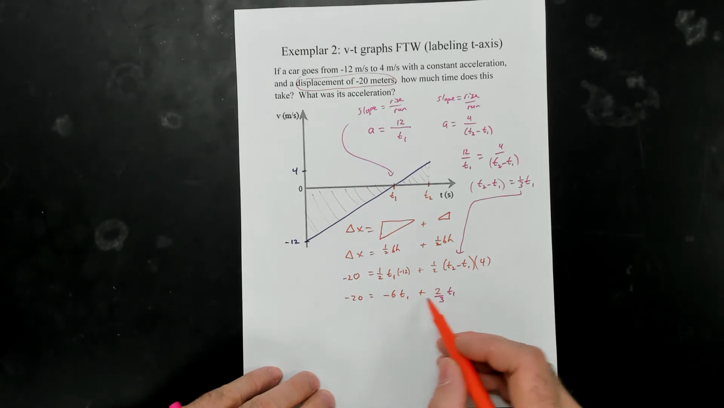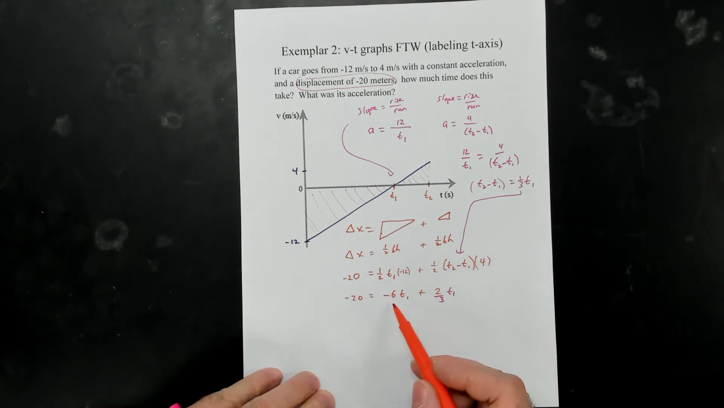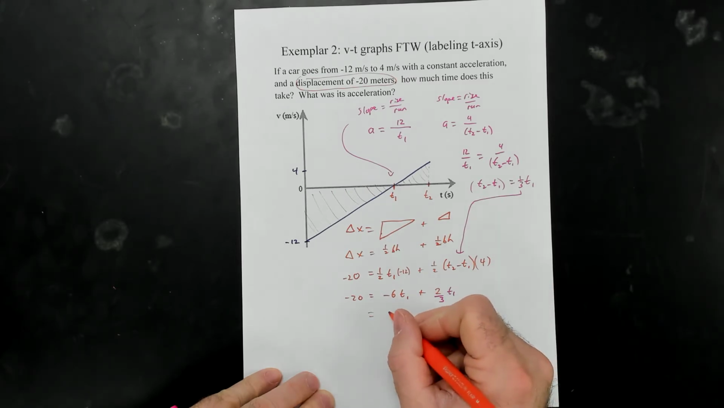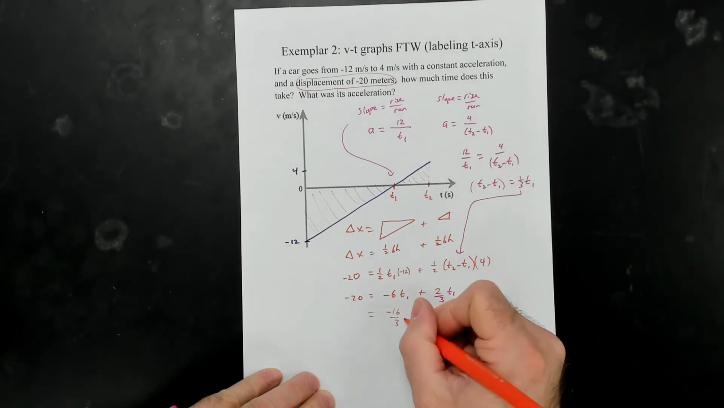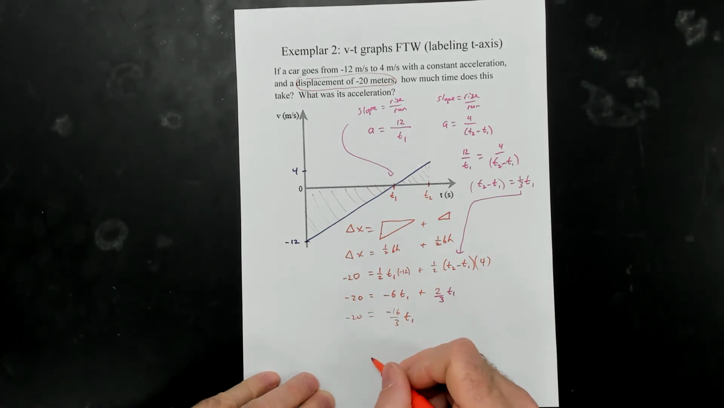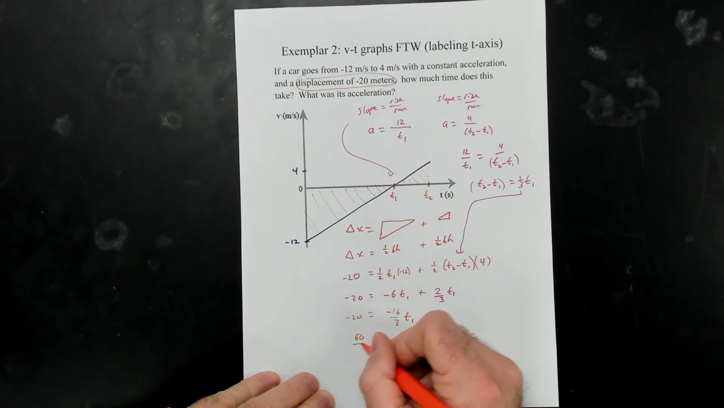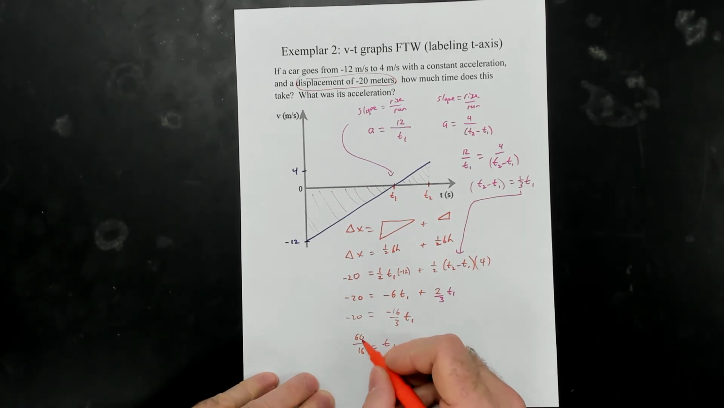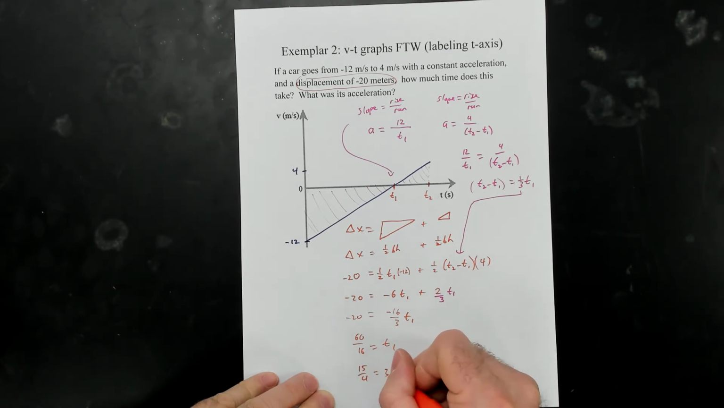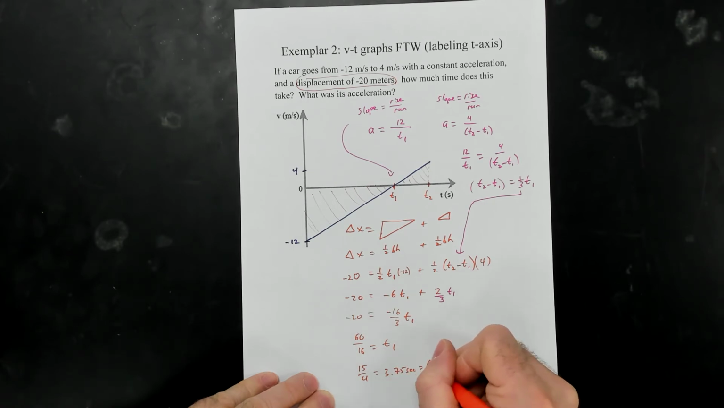So this is like adding a fraction. I get a common denominator. I'd multiply this by 3 over 3. So this would be -18/3 plus 2/3, which would be -16/3. T1 times -16/3 is -20. Multiply both sides by -3/16. Negative signs are going to go away. I'm going to have 60 over 16 is T1. In lowest terms, 4 goes into that 4 times and 4 goes into that 15 times. It'll be 15/4 seconds is T1. Or if you like, 3 3/4, 3.75 seconds is T1.